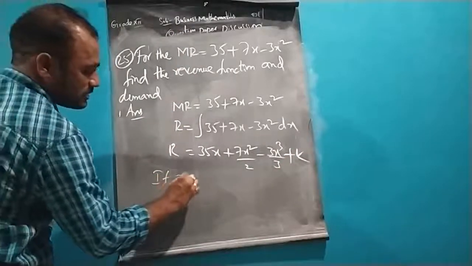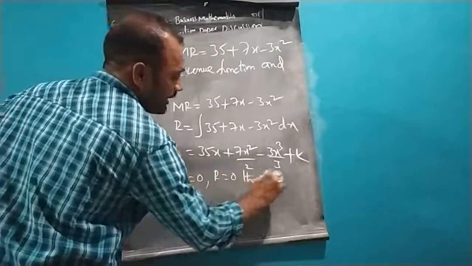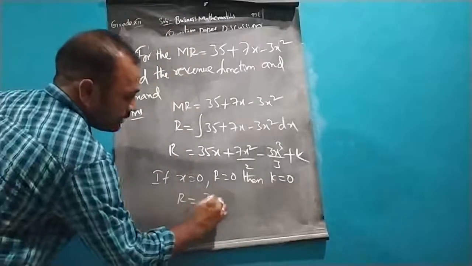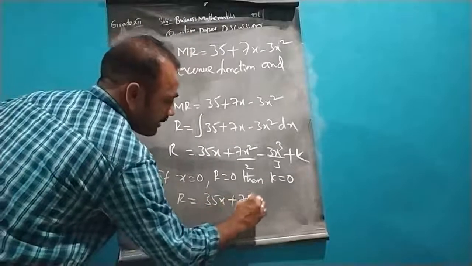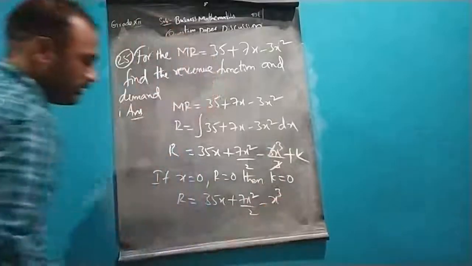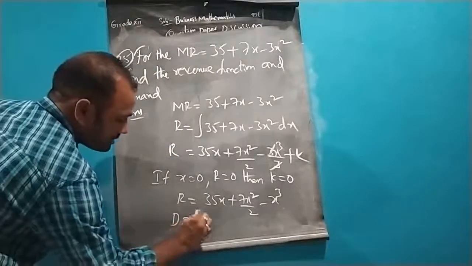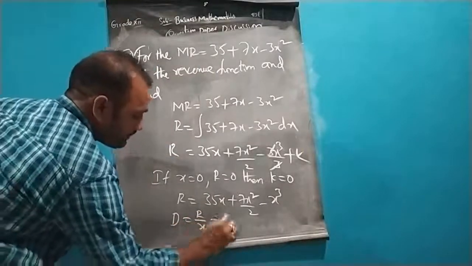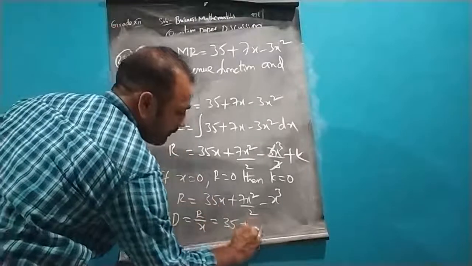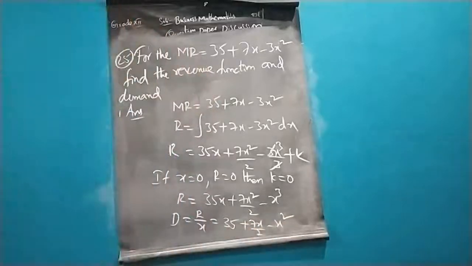At constant conditions, if x is 0 and r is 0, then automatically k will be 0. So the revenue function will be 35x plus 7x square by 2, this 3 gets cancelled, minus x cube. So this is the revenue function. He is asking for the demand function. Demand function is nothing but revenue function by x. So if I divide the revenue function by x, it will be 35 plus 7x by 2 minus x square.